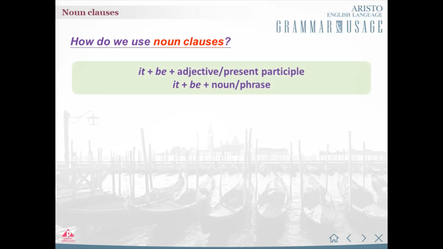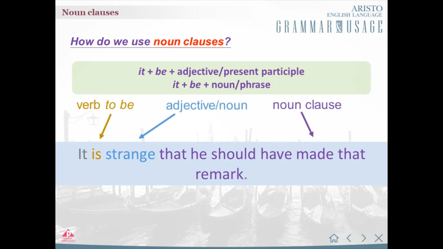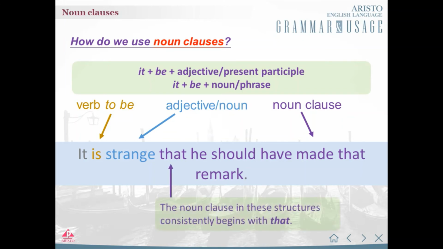We can also use noun clauses after the two structures that are shown on the screen now. Let's take a look at an example. This sentence begins with the word it, continues with the verb to be, which is followed by an adjective, and then a noun clause. When using a noun clause after these structures, the noun clause begins with the word that.